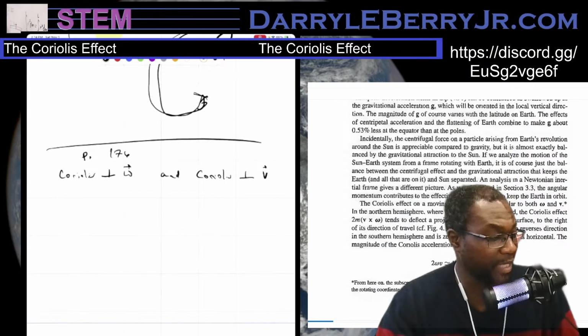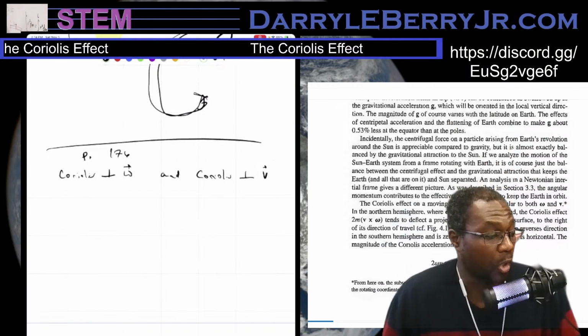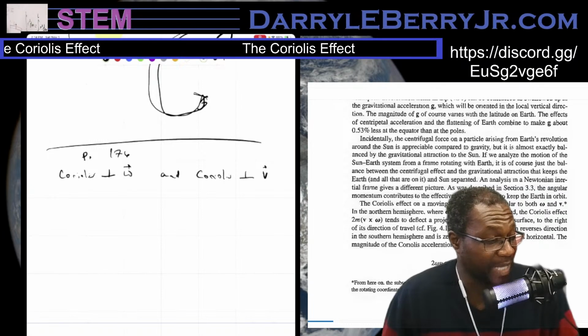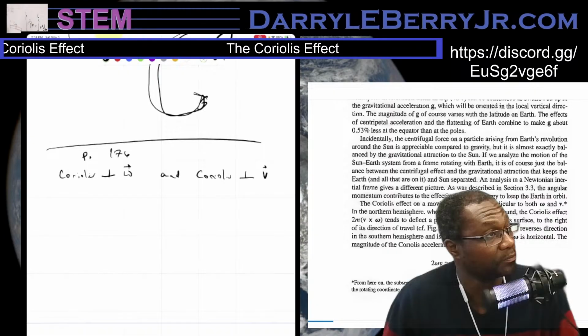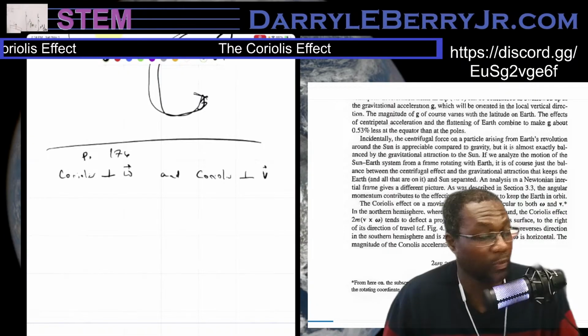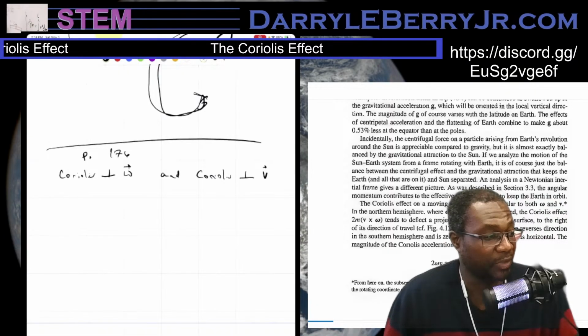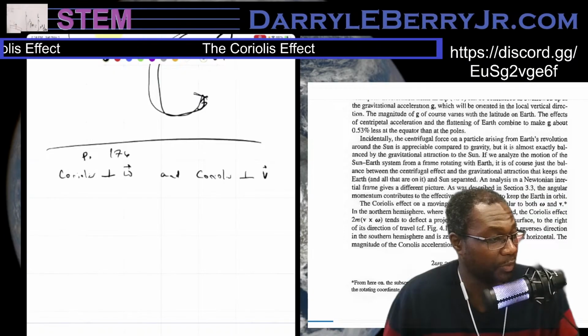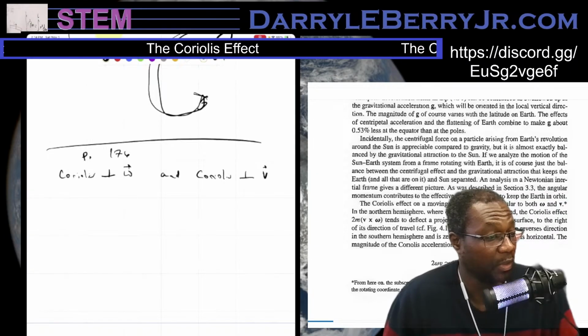Give us an asterisk. Let's see what the asterisk says. From here on, the subscript R will be dropped from V, as all velocities will be taken with respect to the rotating coordinate axis only. All right? So basically, the axis of the Earth is the default axis that we're using. The Coriolis effect on a moving particle is perpendicular to both the angular velocity and the velocity of the particle. In the northern hemisphere, where omega points out of the ground, the Coriolis.